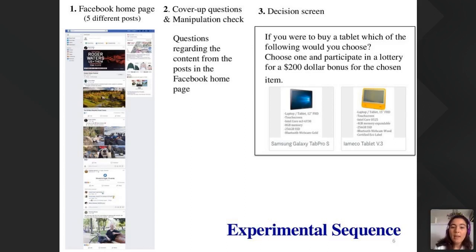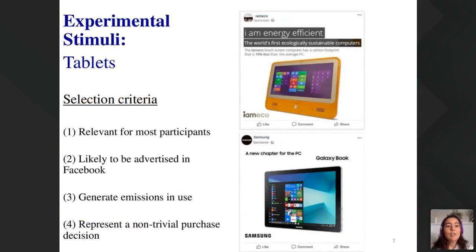So the two items were a Samsung Galaxy Pro tablet and an IAM Eco tablet that has a certified eco label and produces less emissions than any tablet in the market. So why tablets? The selection criteria was that tablets are a relevant product for most participants. They are likely to be advertised on Facebook. They generate emissions not only in production but in use, and they represent a non-trivial purchase decision because they have a high market price.